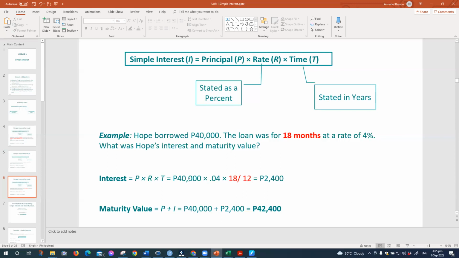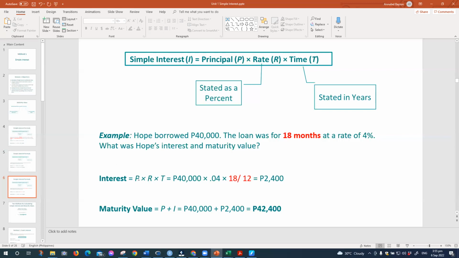Tapos ito naman, naging times 3. No? Compared to 6 months. So times 3 din yung naging interest natin. Kasi nga, tingnan natin yung formula, principal times rate times time. Okay? Principal and rate is not changing. So time lang yung magbibigay ng increase sa interest.